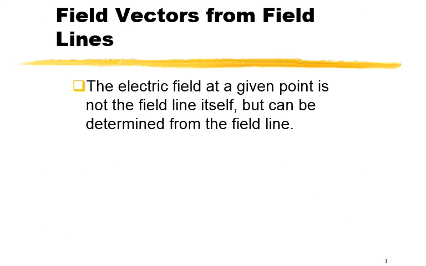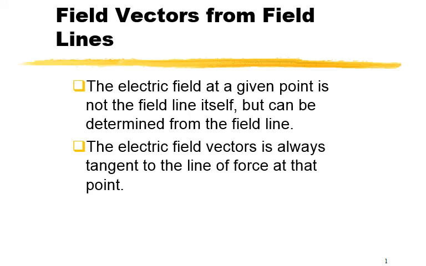Okay, so field vectors from the field lines, at a given point. It's not the field itself, but we can determine it by the field lines. So what we do is we can get the tangent. Let's say we have a positive charge here, a negative charge here, right? Let me redraw that. Positive charge here, negative charge here. Let's say this is the field line, right? And you want to get what the field is right at this spot right here.